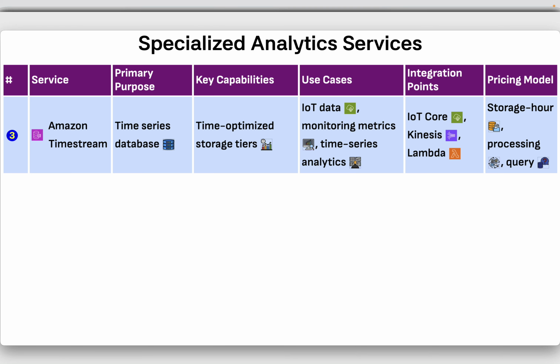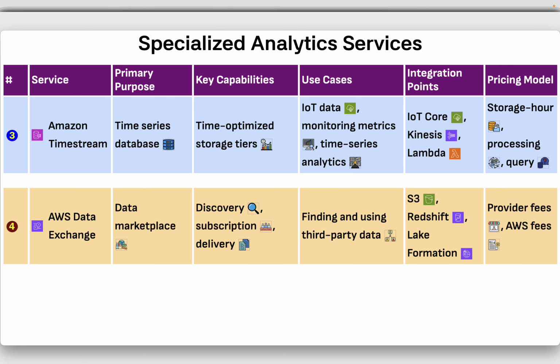Use cases: IoT data, so Internet of Things, because it generates data non-stop. Monitoring metrics and time series analytics. Integration points: IoT Core. There's another service, IoT Core. Then Kinesis Data Streams and Lambda. Pricing model is storage per hour based, processing based, and query based also.